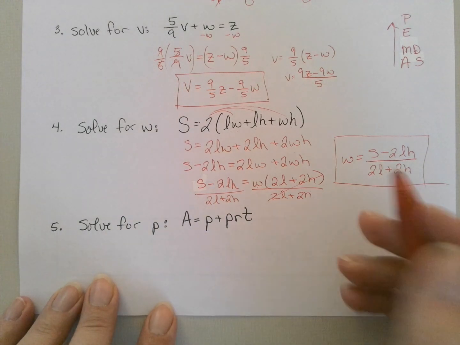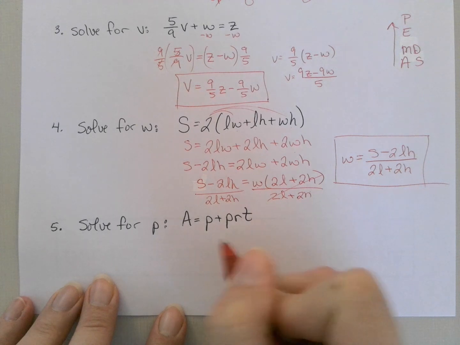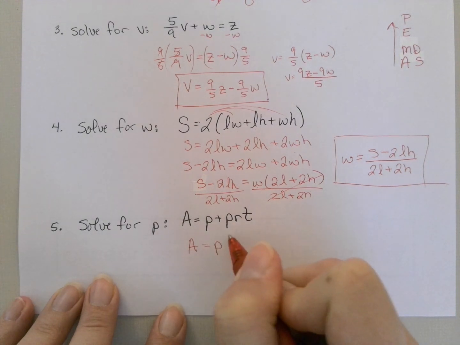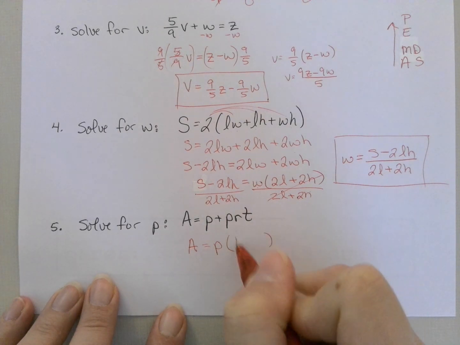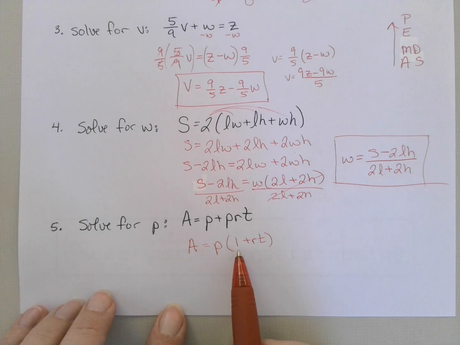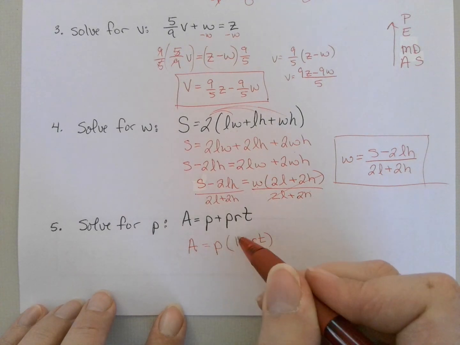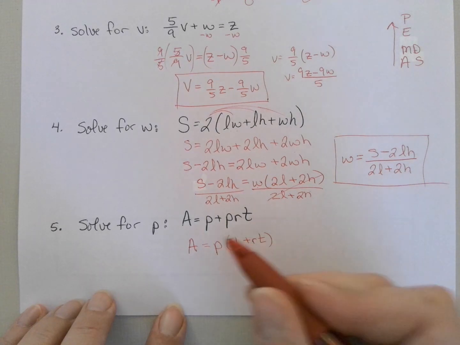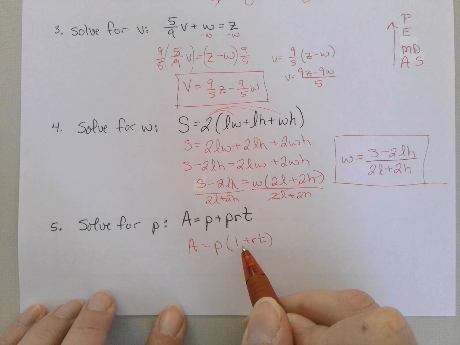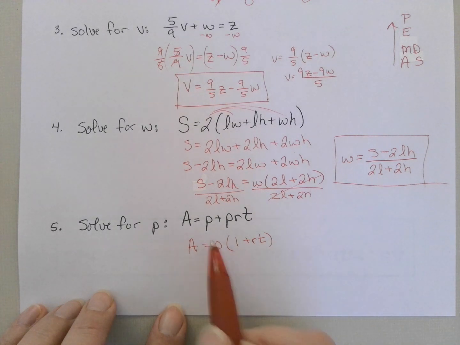All right, so as I was saying, we're going to do the reverse distribution. So I have A equals P, and here's the catch, 1 plus RT. Are you going to catch that? Because if I don't have that 1 there, I would never get the P back by itself. And then there's that PRT. So that's the catch right there, and it gets a lot of people. So be careful.